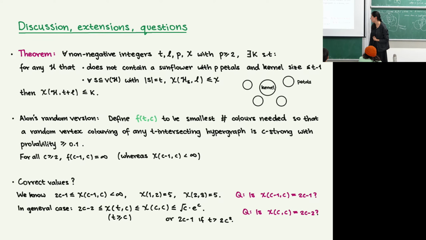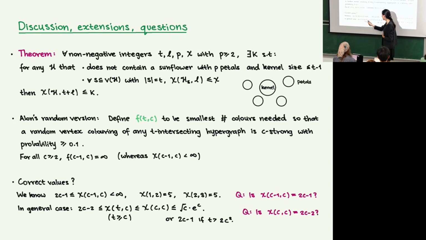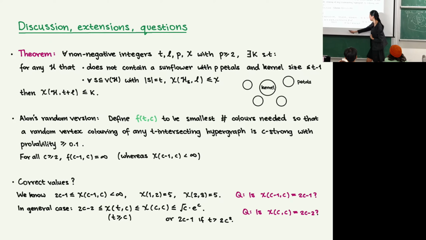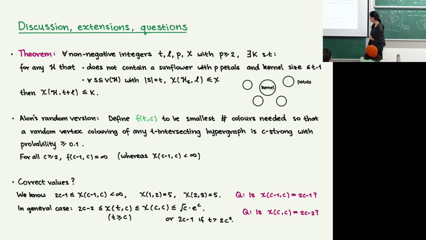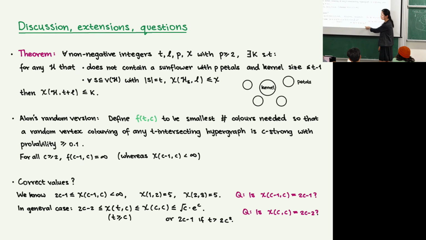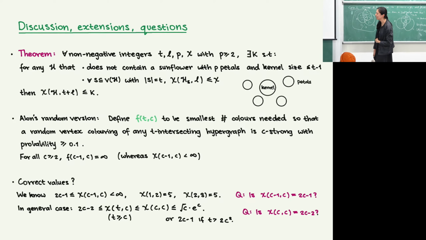And I'll reiterate the general case as well. In general, 2C minus 2 is at most chi_T(C), which is at most this root C times e to the C, or if T is big enough, it's at most 2C minus 1. So again, the question: is chi_C(C) equal to 2C minus 2? This is enough to imply the general case, again, because T-intersecting is T minus 1 intersecting. Or maybe the most approachable question here is to ask, if T is big enough, is chi_T(C) actually equal to 2C minus 2, instead of just this 2C minus 1 here? Okay, so I think I'll finish with that.